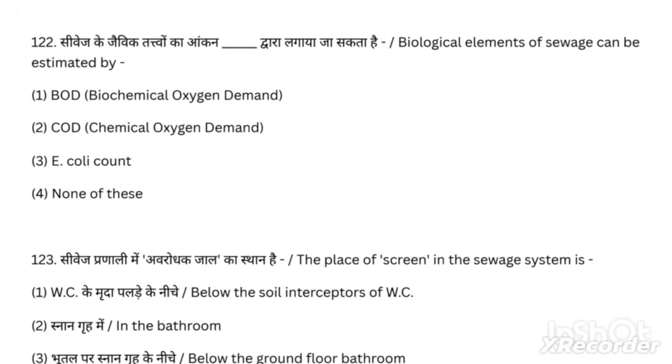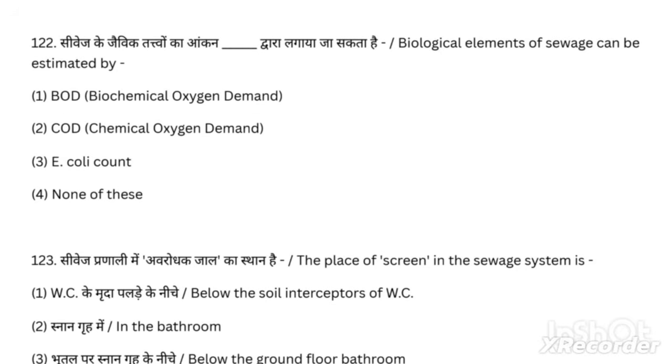Next question is, the biological element of sewage can be estimated by. Talking about BOD, BOD means biological oxygen demand. It measures the amount of oxygen required by microorganisms to decompose organic matter in water. So high BOD leads to high organic pollution. A standard test is done at 20 degrees for 5 days. For safe water, BOD should be 0. So the correct answer is BOD.